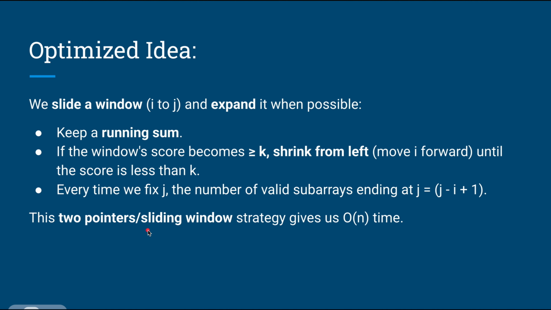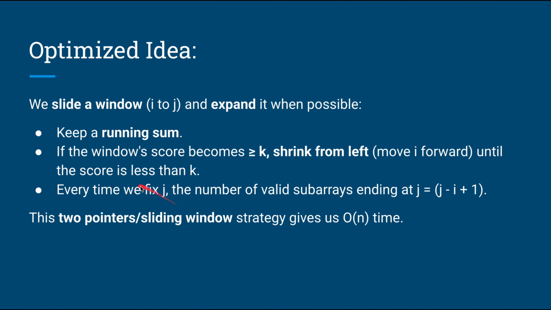So this two pointer, or sliding window technique, will take O(n) time. It means we will expand the window by including elements. If the score becomes too large, we will shrink from the left, and for every position j, the number of valid subarrays will be j minus i plus 1, and that will be our subarrays.